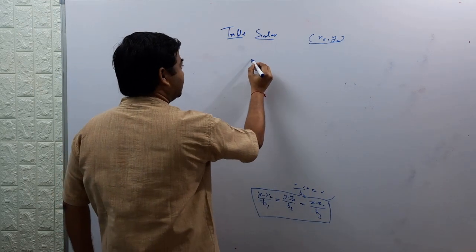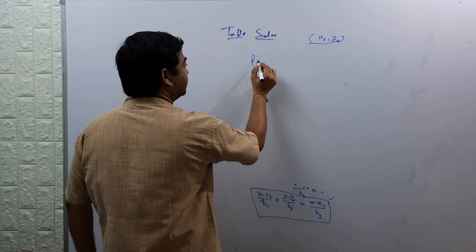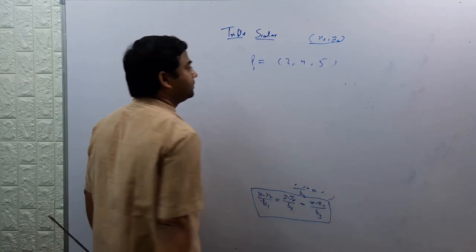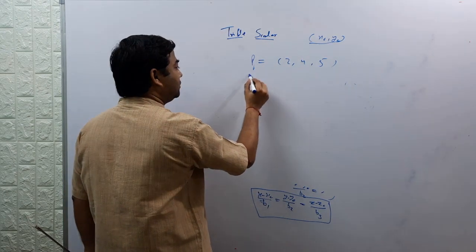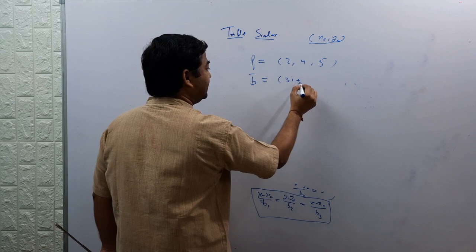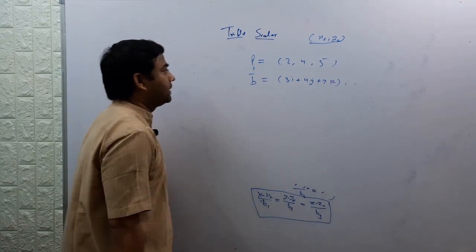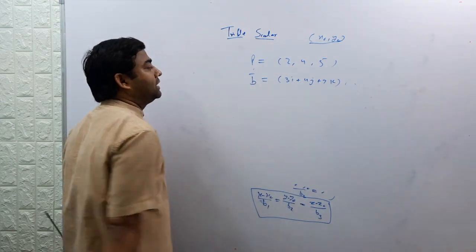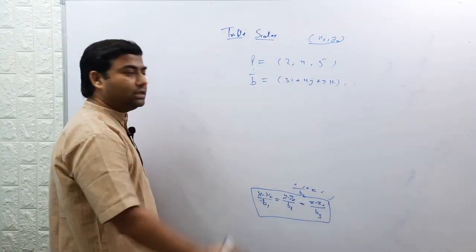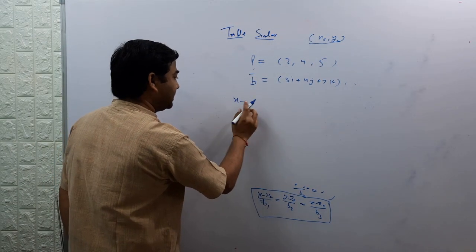There is a line which passes through point P, where P is given as (2, 4, 5), and this line is parallel to vector B, where B is given as 3i plus 4j plus 7k. So this is the point from which the line passes, and this is the vector which is parallel to the line. So the symmetric form of the line is x minus x0.